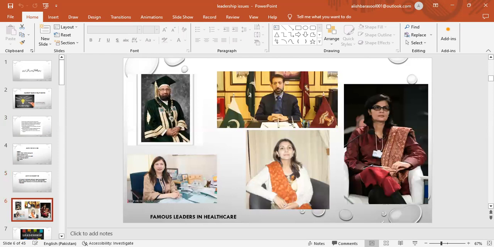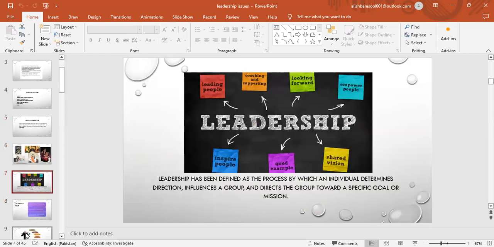The slide shows famous leaders in healthcare in Pakistan. What is leadership? Leadership has been defined as the process by which an individual determines direction, influences a group, and directs the group towards a specific goal or mission.